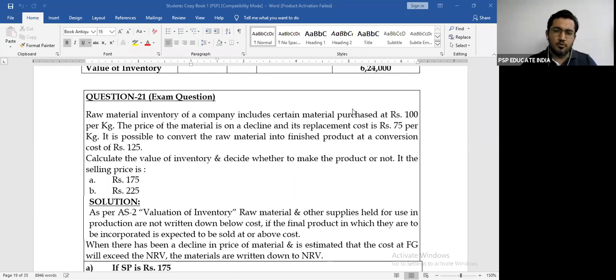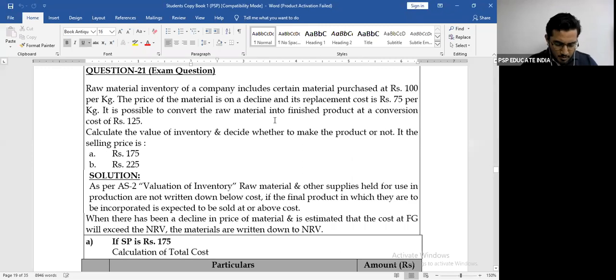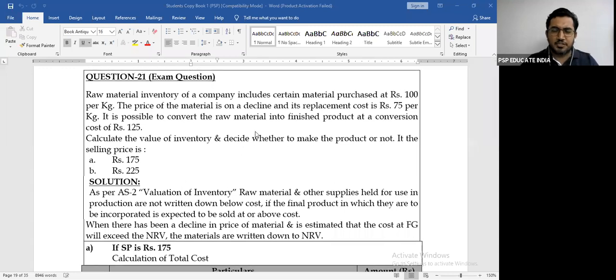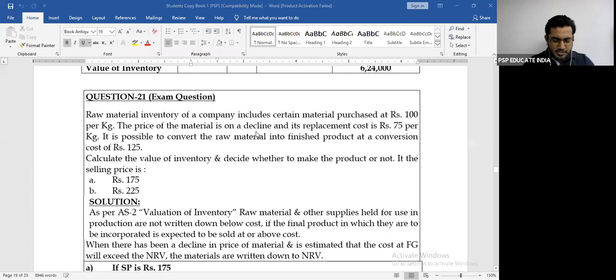Let's go to question number 21. Now, this question you all will solve for me. I'm just reading the question for you. Please pay attention to this question, and let's see who can solve it. Question number 21 is your exam question.